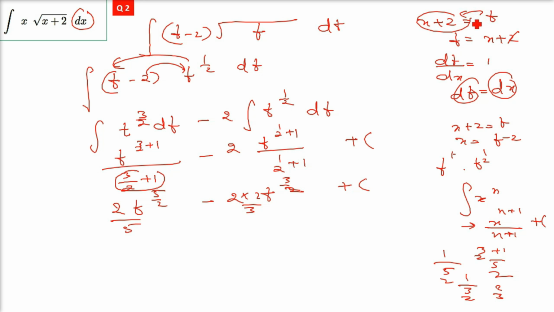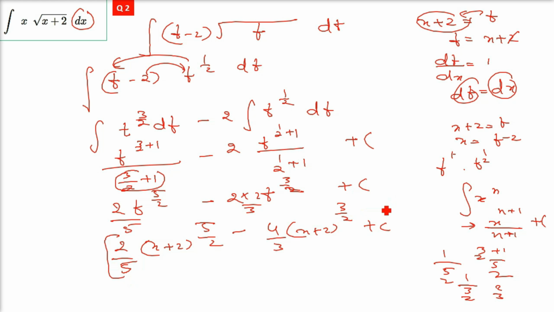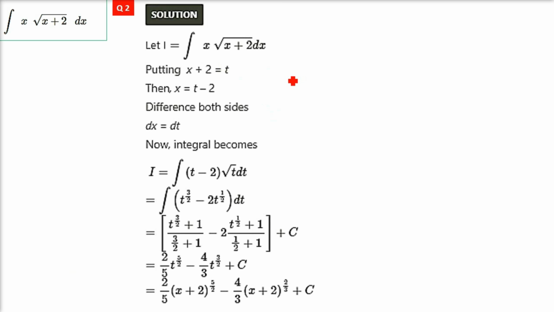Okay, now what was t? It was x plus 2. t was x plus 2, you introduced it, so you need to get rid of it. Now this x was t minus 2, t was x plus 2, so t has to be replaced by x plus 2. So this becomes (x plus 2) to the power 5 by 2, 2 by 5 is already there in front, minus 2 into 2 by 3, that is 4 by 3, t to the power 3 by 2, in place of t write x plus 2, (x plus 2) to the power 3 by 2, and constant of integration. From here to here, this is the answer. Okay, what we discussed is right in front of you, and this is the clean way of doing it.